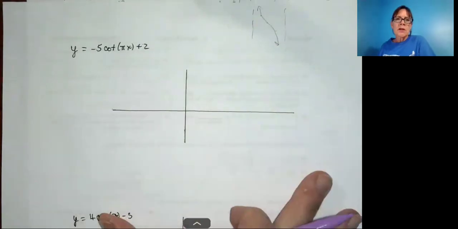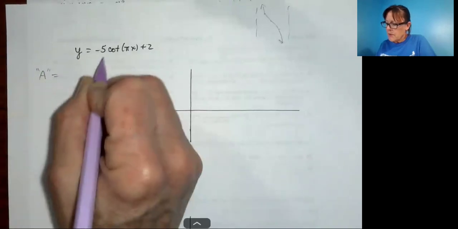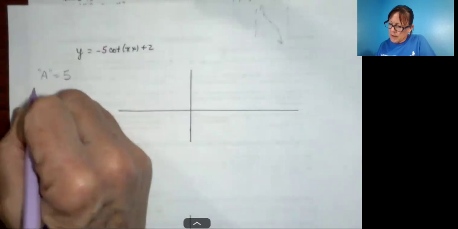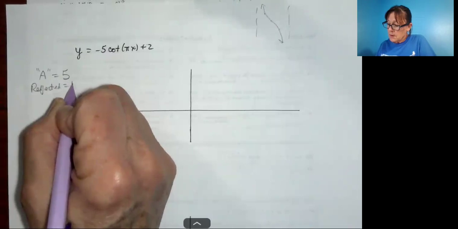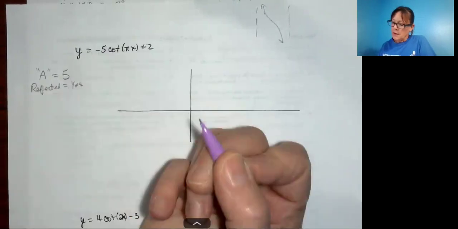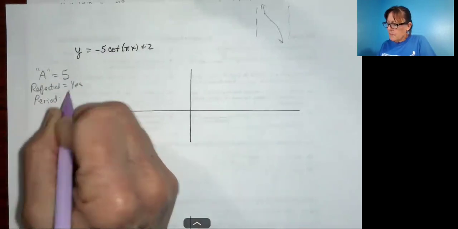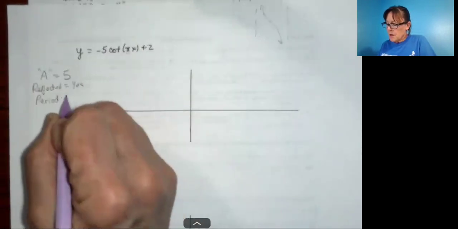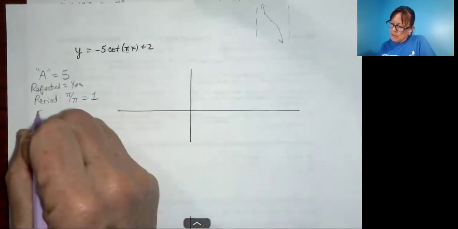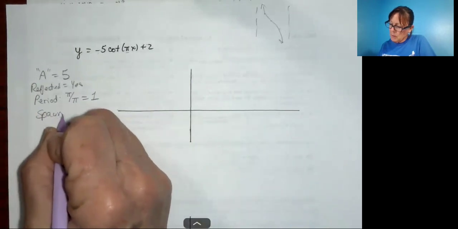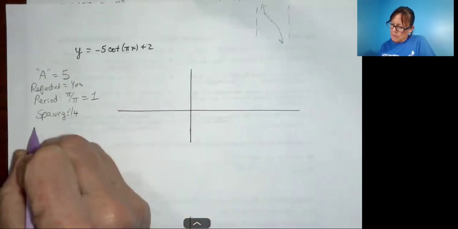So on your worksheet, I just did this on blank paper. We'll say, what is the value of A? Okay, the value of A is 5. Is it reflected? Yes, this time it's reflected. Why? Because of that negative right there. The period is typically pi over b, but the value of b is pi. So it's going to be pi over pi, so the period's going to be 1. And the spacing will be the period divided by 4, so 1/4.